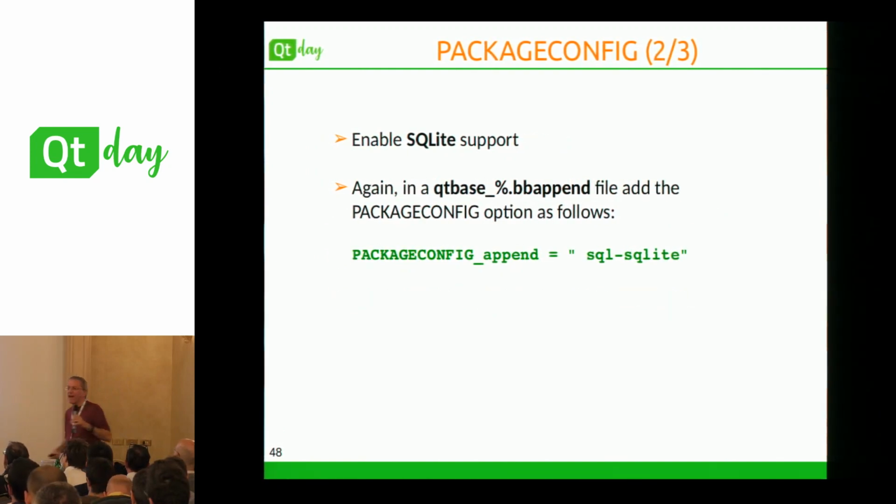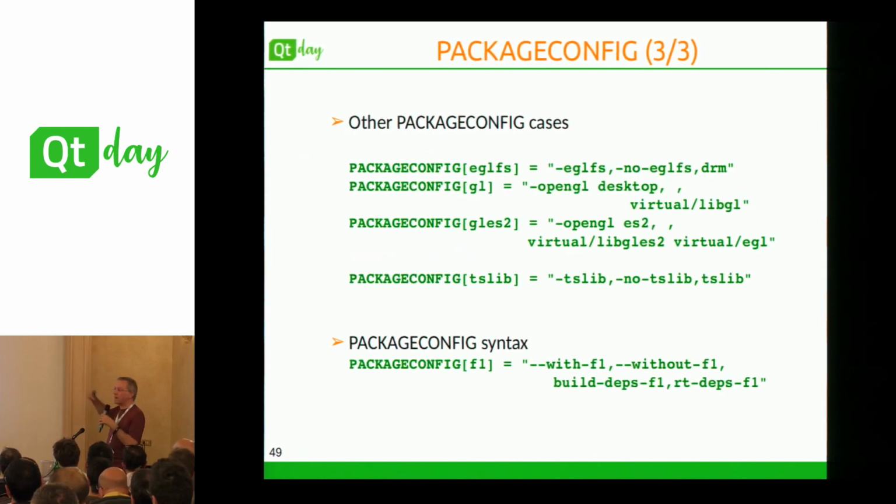Okay, let's go ahead. I want to customize this deeper. Typically, you may need to add SQLite support. What do you need to do? In exactly the same file, you add PACKAGECONFIG_append sqlite. Automatically, you will get into the target system all the components needed to use the Qt library with SQLite.